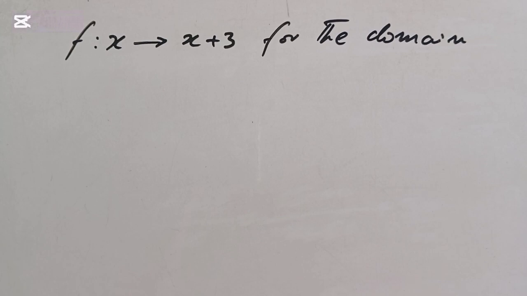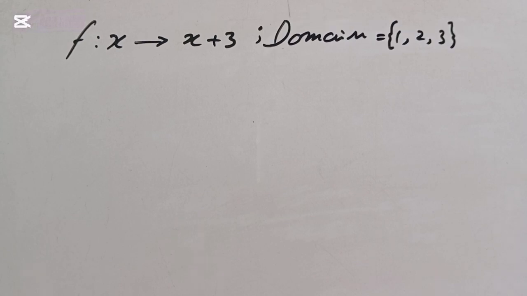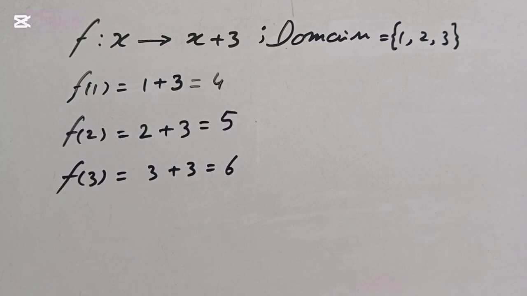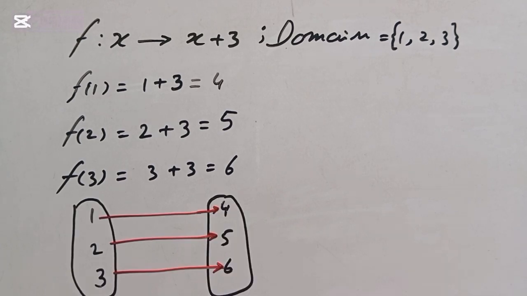Consider a function f(x) equal to x plus 3 for the domain {1, 2, 3}. f(1) will be 1 plus 3, which means 4. f(2) will be 5 and f(3) will be 6. In this function, 1 is mapped onto 4, 2 is mapped onto 5 and 3 is mapped onto 6.